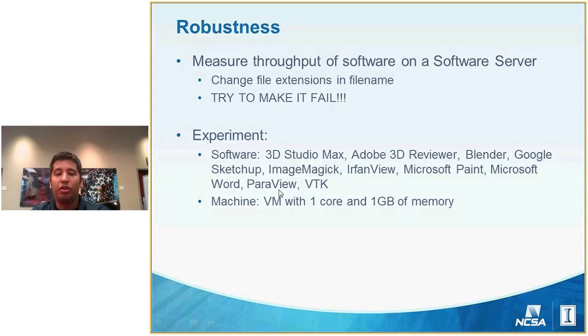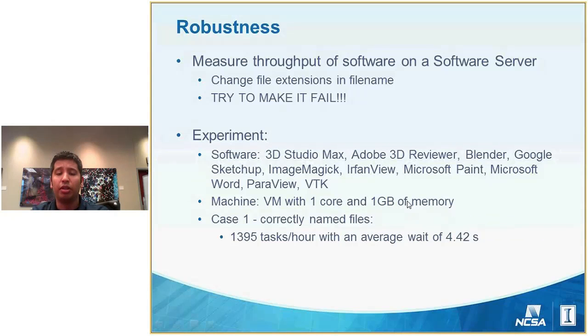How does that affect latency and stuff like that? So we did an experiment with 10 applications here. Some of them command line stuff that were easy to script. Some of them heavyweight software like 3D Studio, which are hard to script. And we ran this on, I think, several VMs. Each VM had one core and 1 gig of memory. And the idea is we measured the throughput.